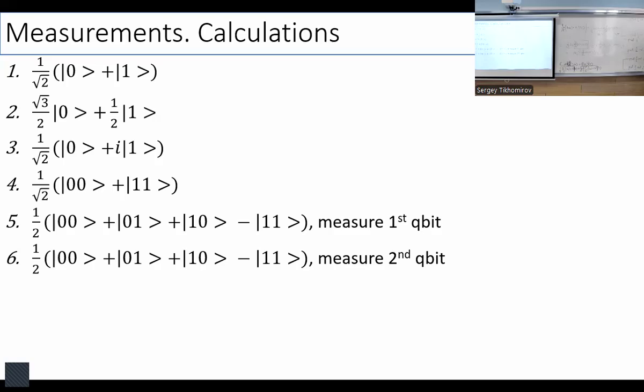As if you measure first the second qubit after this first. So the operations of measurement of 2 different qubits commute.